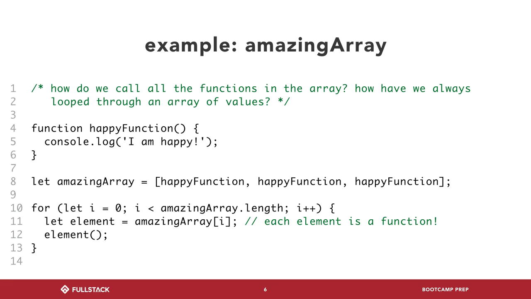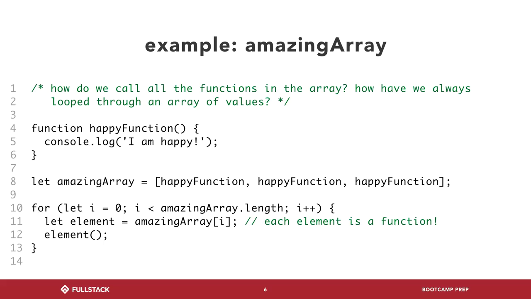Function. So what would element be? Happy function. It would be the happy function. So then when we want to run this function, we literally just run element, right? Because once again, at line 11, we've basically established element is just happy function. Just like how element would be a string if that was an array full of strings, or element would be a number if it was an array of numbers.